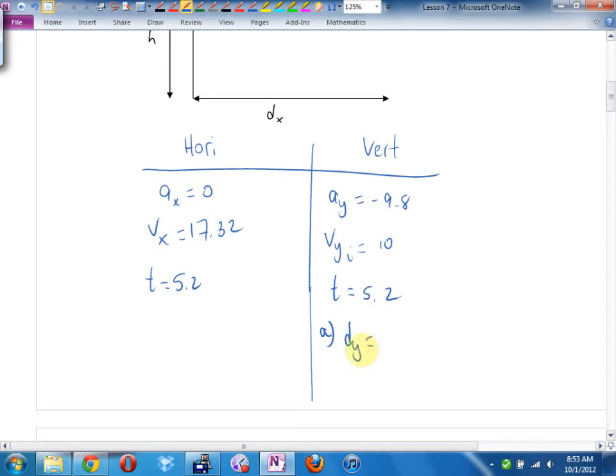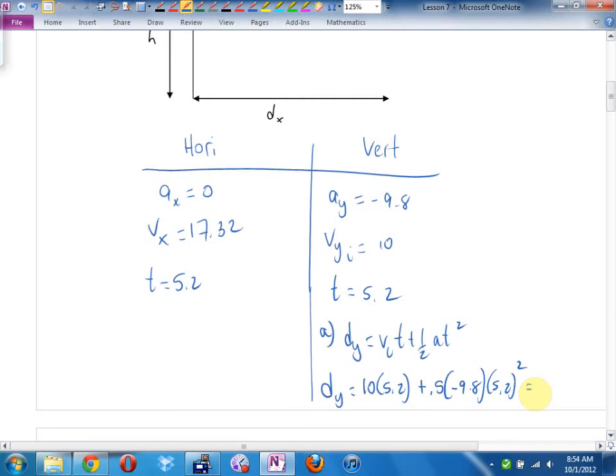I'm looking for an equation that has D, A, V initial, and T in it. I think I have one with the D by itself already. I can just go VIT plus a half AT squared. This is about as plug and chug as it gets. My vertical displacement is going to be 10 times 5.2 plus 0.5 times negative 9.8 times 5.2 squared. Crunch the numbers. What do you get?